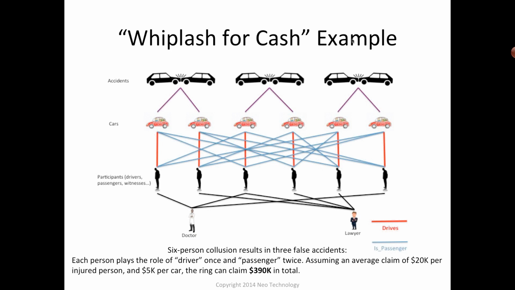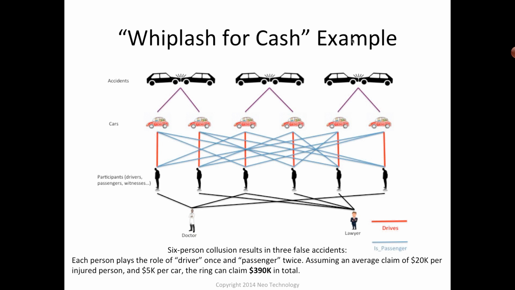So in this case, you have people, and again, as we were saying earlier, you want to have a tightly knit fraud ring, and you actually recycle. They call that recycling the roles. So in one accident, somebody is going to be a driver. In the next accident, he's going to be a passenger. In the following accident he's going to be a witness.